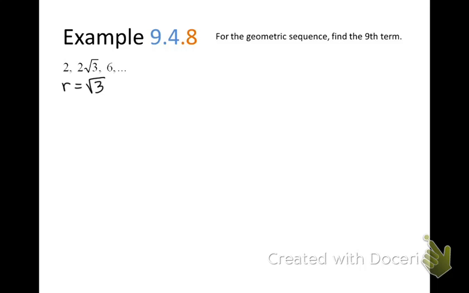So what should I write to make finding the 9th term or any term be easy? The explicit formula. So first I'm going to work on that. So what did we say the explicit formula is?